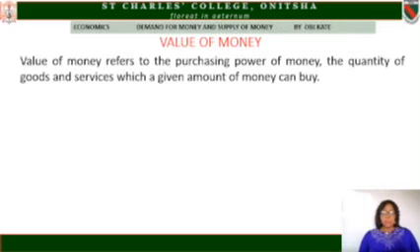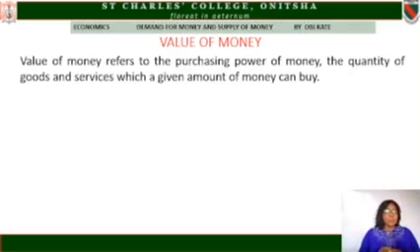Value of money. What do we mean by value of money? Value of money refers to the purchasing power of money, the quantity of goods and services which a given amount of money can buy. If a little amount of money buys a large quantity of goods and services, we take it that the value of money is high. But when a large amount of money will just buy a little quantity of goods and services, then the value of money is very low.